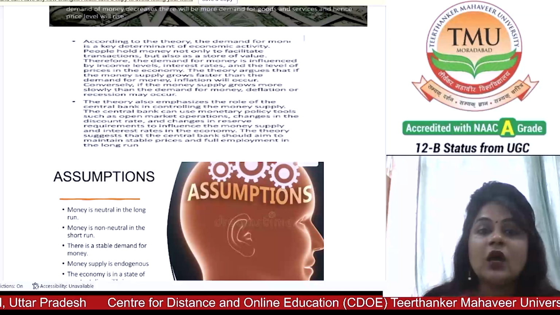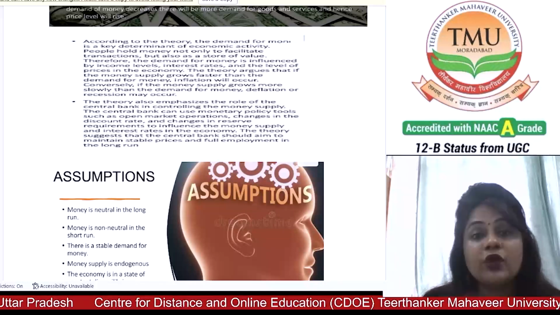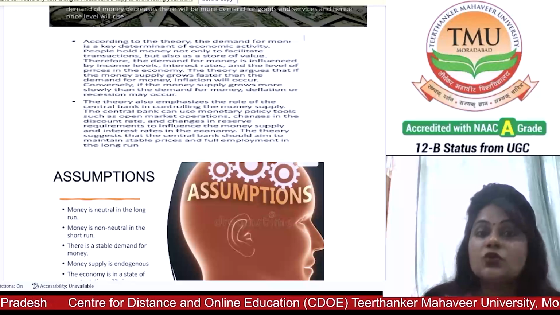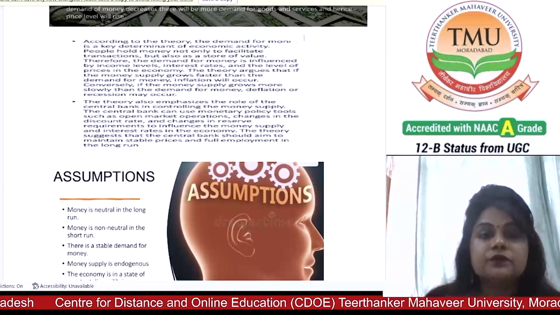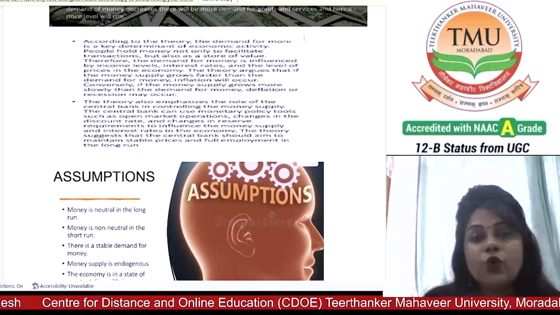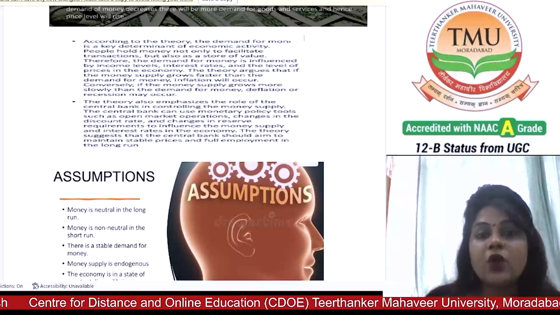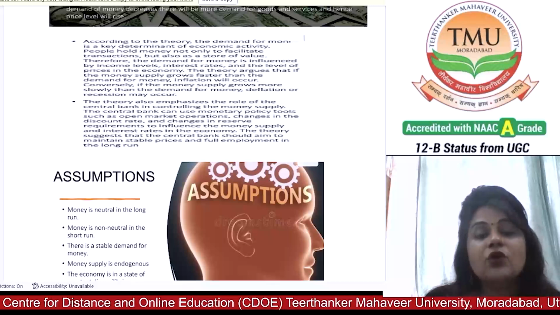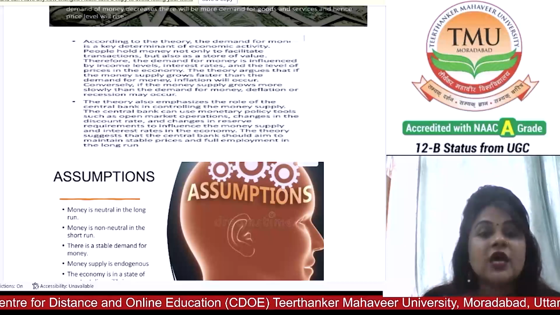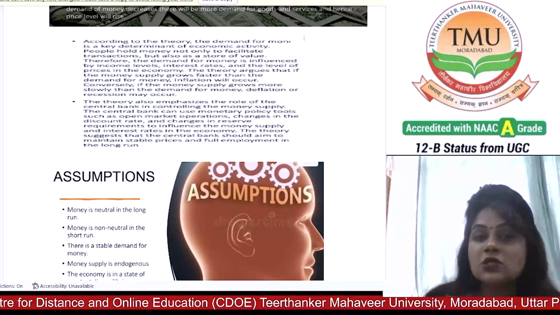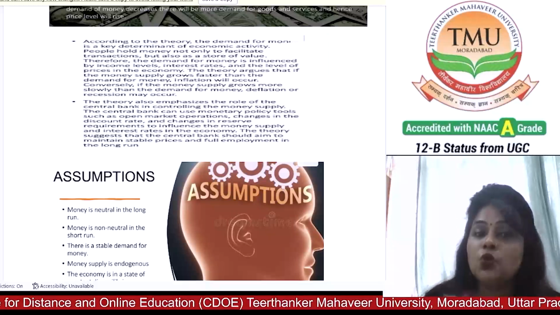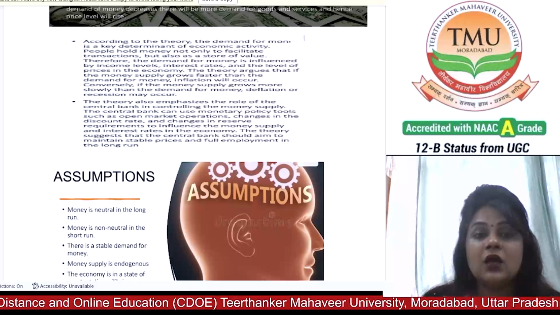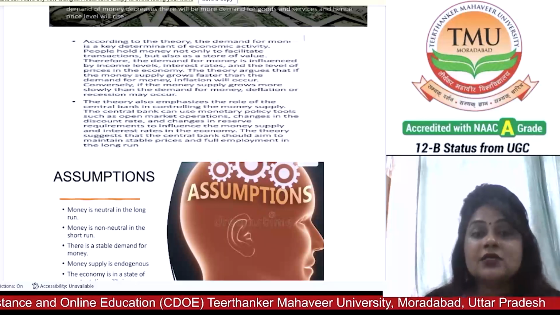So, according to the advocates of this theory, the real demand for money comes from those who want to hold it on account of various motives, and not from those who simply want to exchange it for goods and services, just as the real demand for houses comes from those who want to live in them and not from those who simply want to contract and sell them.